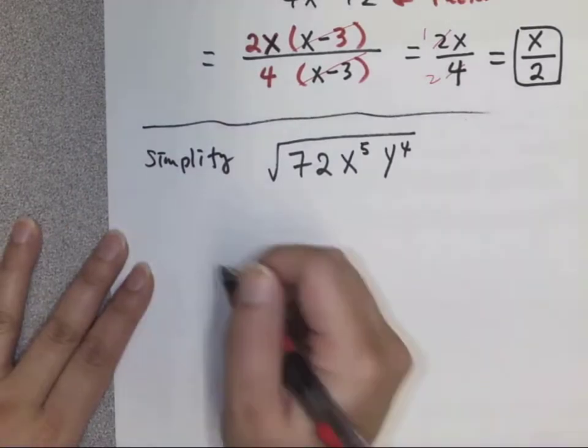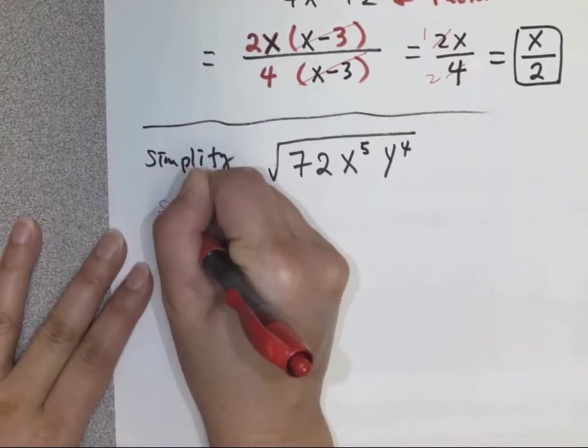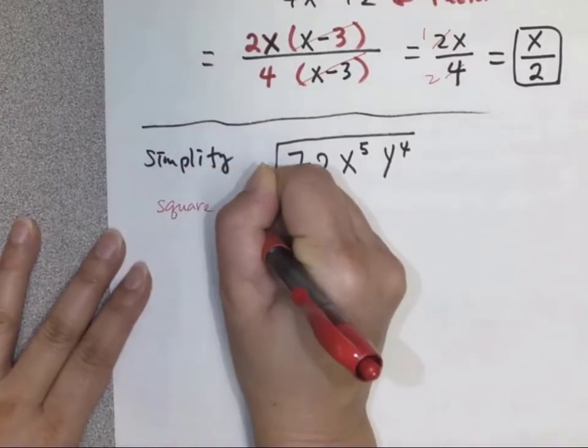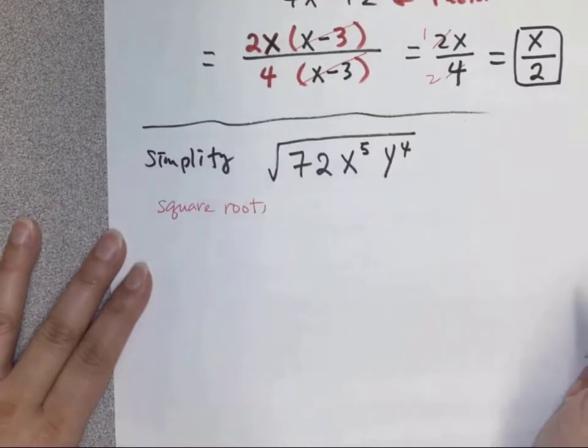Square. It's a square root. So if you don't see any number, it means square root. For square roots, how many as a group do I need to get out?